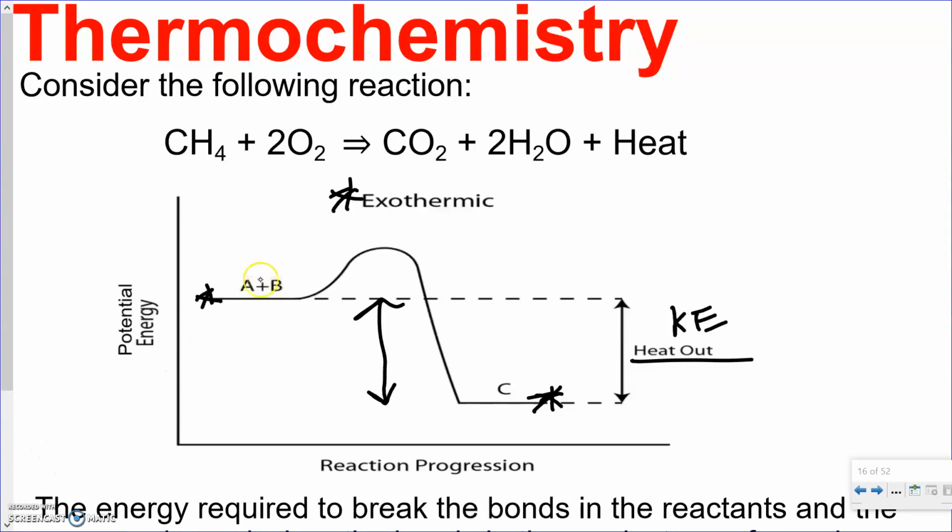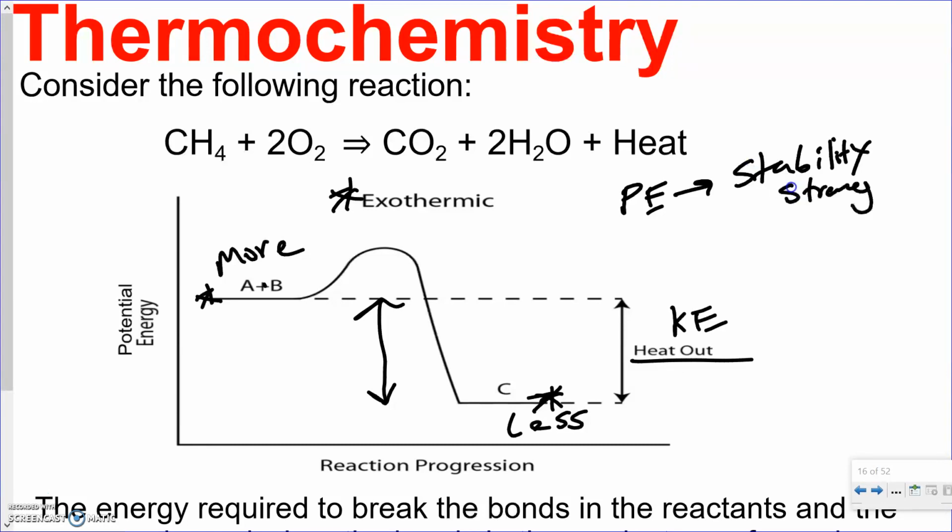Okay, and what we're actually looking at is the potential energy the reactants have and the potential energy the products have. And again, this is on average, so we're looking at the total or average potential energy of the reactants and the average potential energy of the products. So what I want you to notice, the potential energy of the reactants is higher, meaning they have more potential energy, and the potential energy of the products has less, or it's a lower potential energy. So think back to what that means. Potential energy can tell us about stability, our strength, and technicality. Okay?